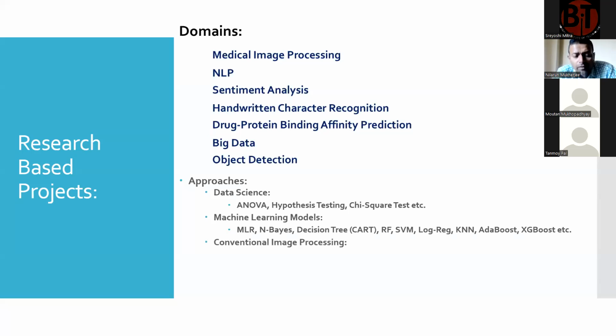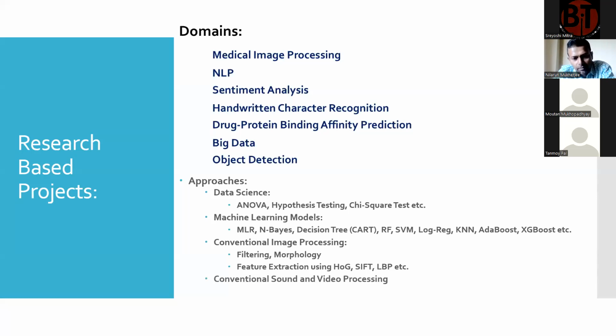That's what I have taken from that, and I have to mention all these algorithms. And then the conventional image processing techniques: filtering, morphology, and feature extraction, conventional hand-coded or hand-engineered feature extraction, using the histogram of oriented gradients, the scale invariant feature transform, and LBP, local binary patterns. Those are used to extract the features from the images and then apply some machine learning on that to classify and to give a solution to the research problem. And conventional sound and video processing techniques are also used. Conventional NLP techniques were used before deep learning was applied to the NLP field.